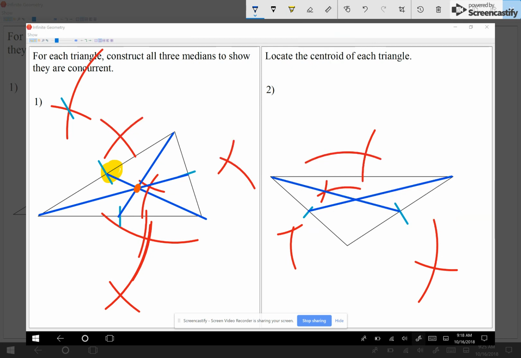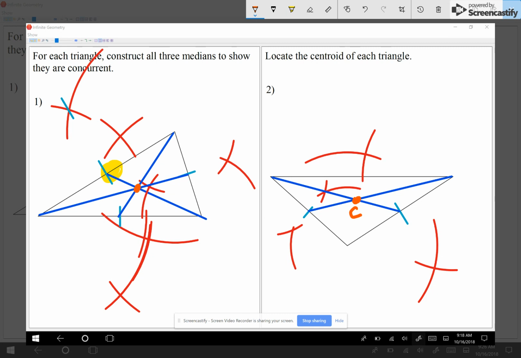I can do the third median, but I know that all three are going to intersect at the same point. So at the point of intersection there, I'm going to put a little C, and that's going to be called the centroid. You might ask, what's the importance of a centroid? The centroid is the center of gravity of the triangle. So find two medians, and then the point of intersection is where the centroid is.